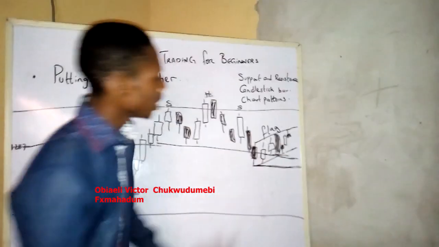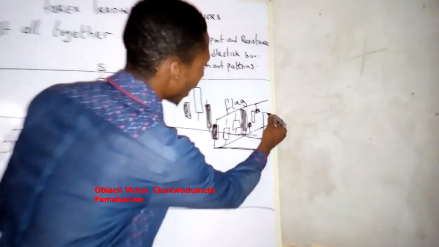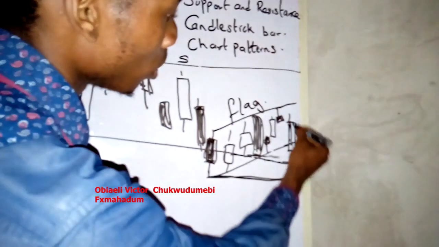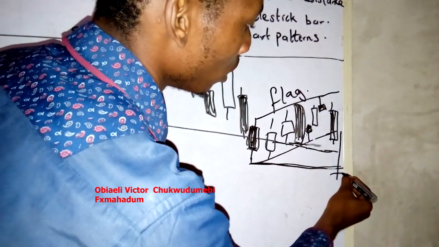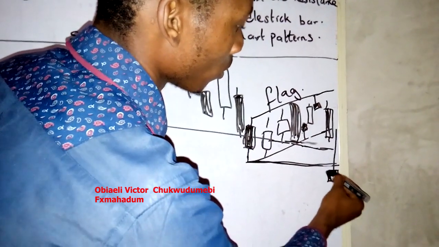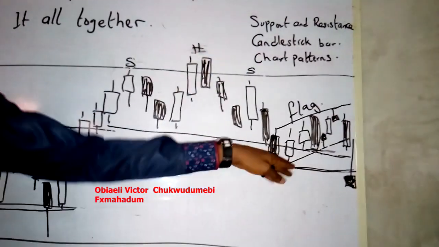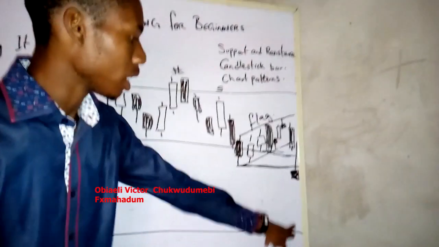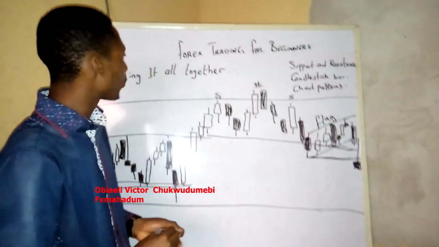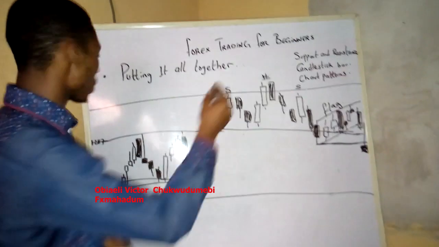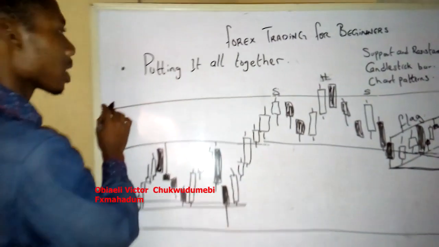Now let's assume price falls back down and keeps on trending. Now we have a close below this chart pattern. What we have now is our target. So what am I saying? We put them all together. We have our support and resistance zone.